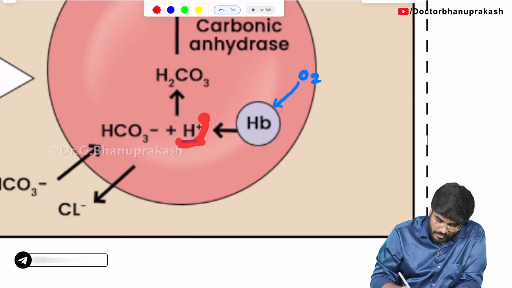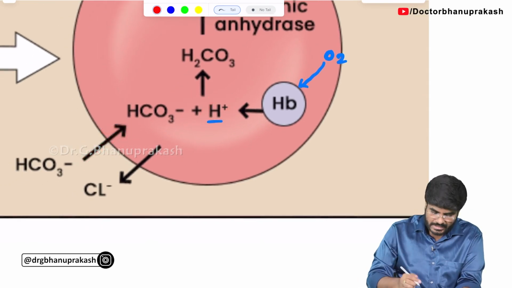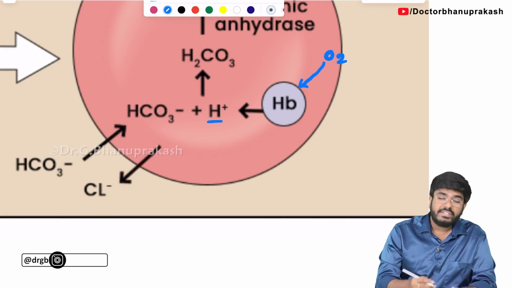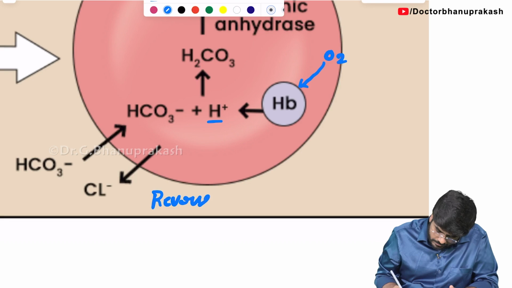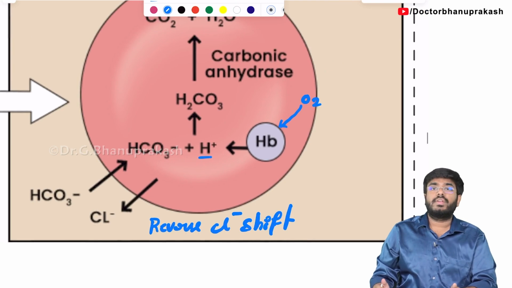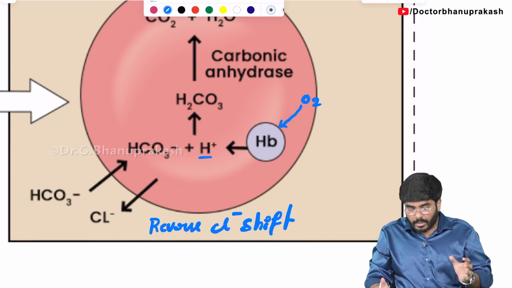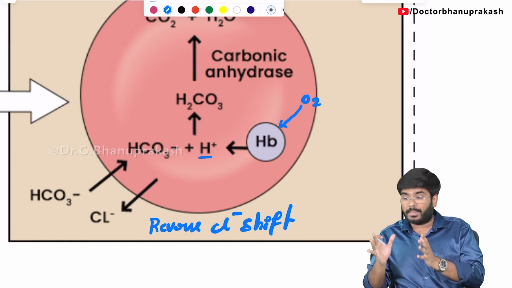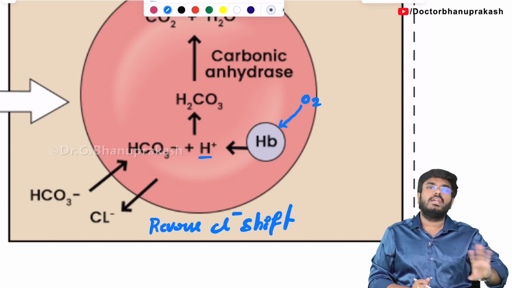So to buffer this H+, again bicarbonate is coming into the cell. In exchange, chloride is going back into the plasma. This is also chloride shift, but reverse chloride shift. So reverse chloride shift occurs at the level of lungs. Whenever there is more partial pressure of oxygen, oxygen will come and bind with the hemoglobin. So immediately, in the presence of oxygen, hemoglobin's affinity for carbon dioxide decreases. It's going to immediately release the H+.